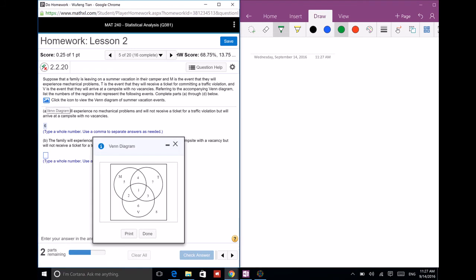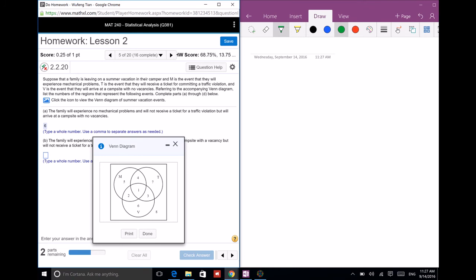Suppose a family is living on campus. M is they will experience mechanical problems. T is they are going to have a traffic violation, have a ticket, and V is they will arrive at the campsite with no vacancies. So M, T, V, either one is not good. I don't like those. You don't want to have mechanical problems. You don't want to have a ticket. You want to have some space to stay.